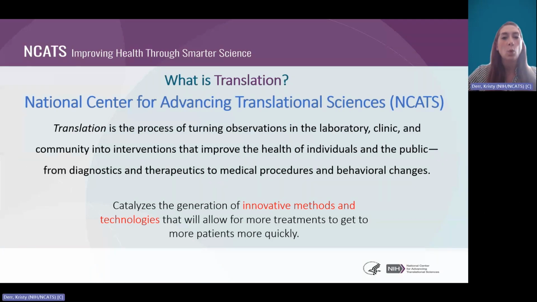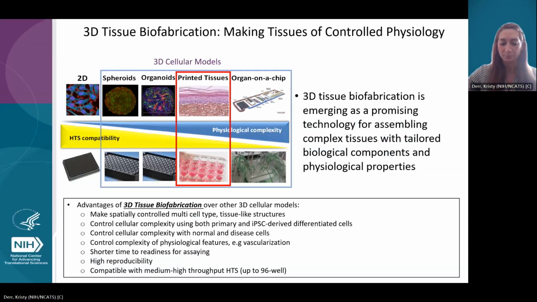So exactly what is translation? Translational science is the mission here at NCATS, and basically what that means is we are creating new and innovative methods and technology on the bench that will allow for more treatments to get to more patients more quickly. And we're all about bridging the gap between the science that is done on the bench and the therapeutics that are given to patients. So how do we bridge that gap?